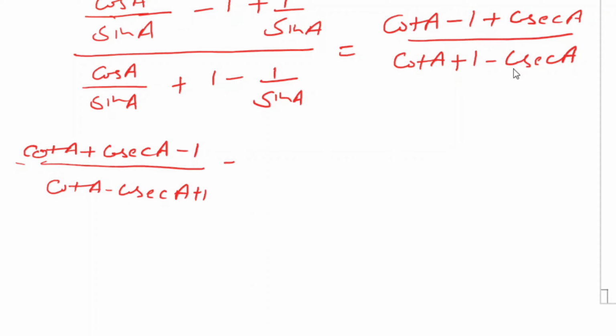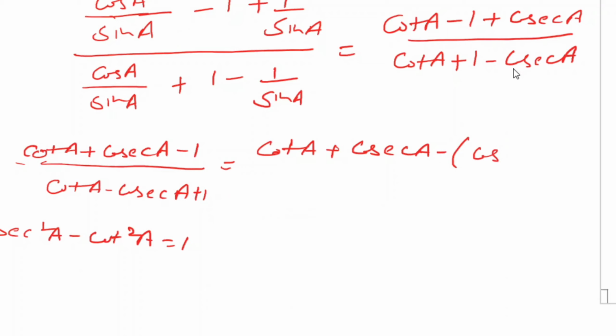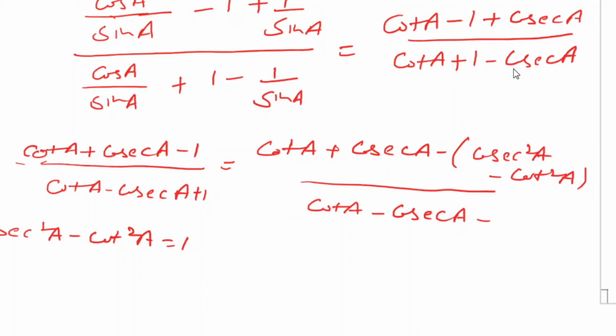So what is minus 1? We need to remember the identity: cosecant square A minus cot square A is equal to 1. This is the identity I'm needing in the question. That is important, so we need to recall it. So this is minus cosecant square A minus cot square A. In the denominator also we could have put it, but we will not be putting it, because then it is also going to be complicated.